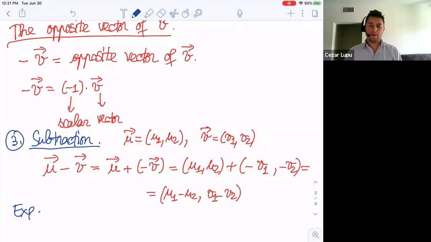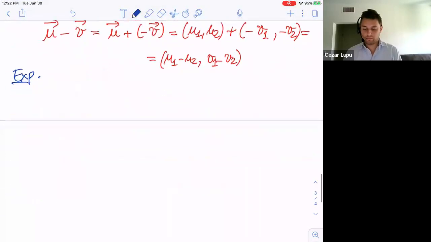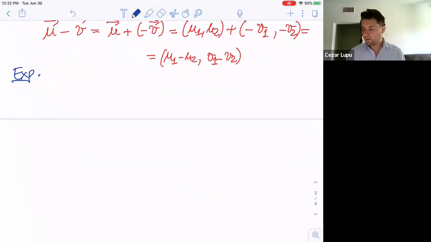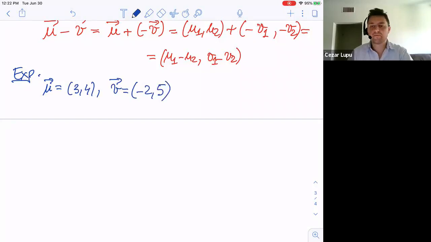Yeah. All right, great. Okay, so now let me give you a quick, very basic example. I'm going to take example 3 from the notes. Consider the vectors u = (3, 4) and v = (-2, 5). We're interested in computing the following.